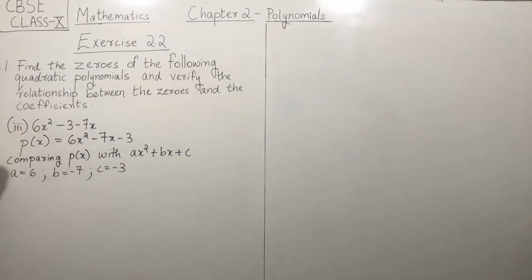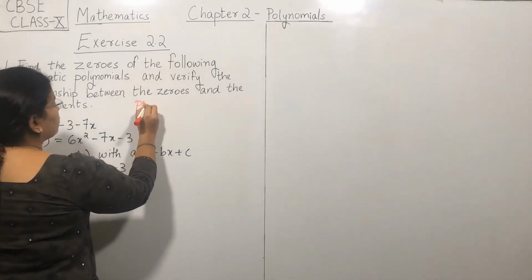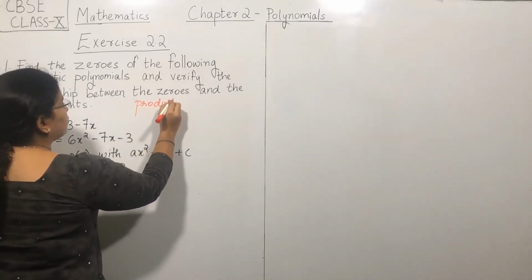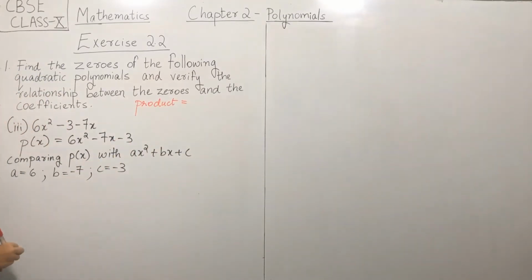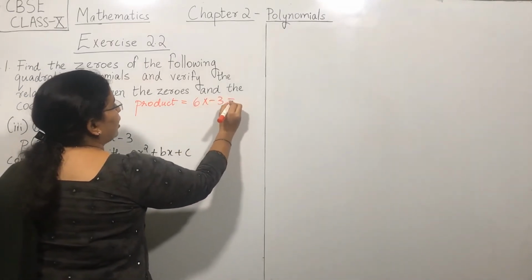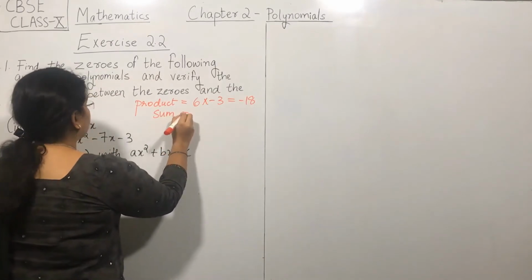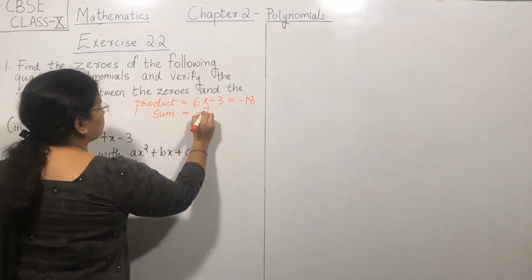Now we can split the middle term. This product equals 6 into minus 3 equals minus 18, and the sum is the middle term, equal to minus 7.